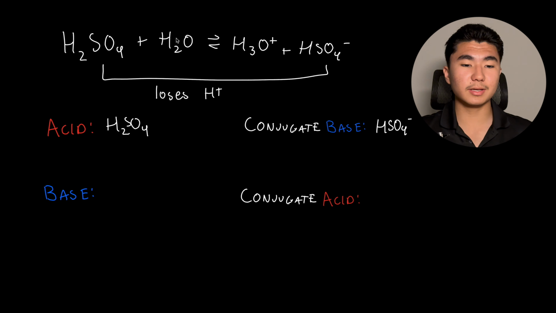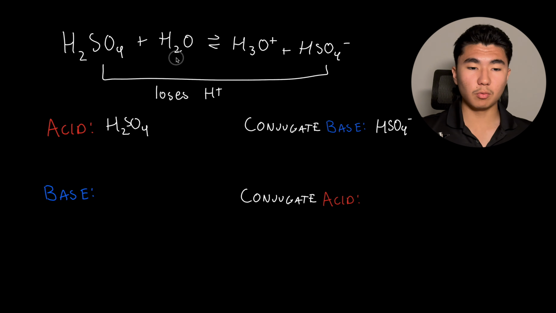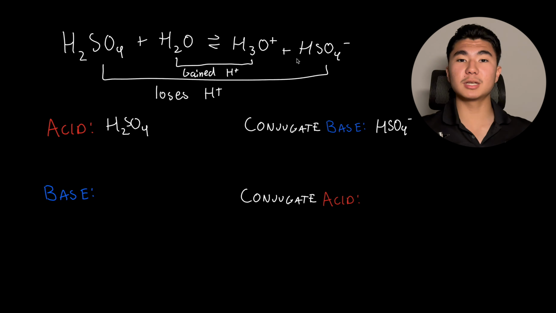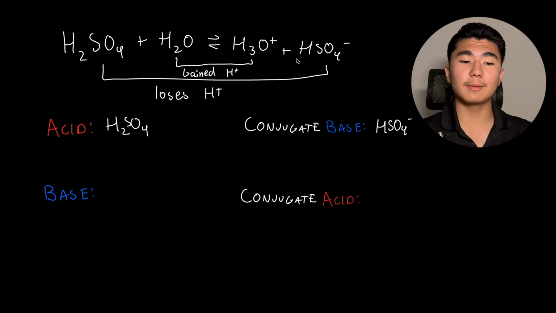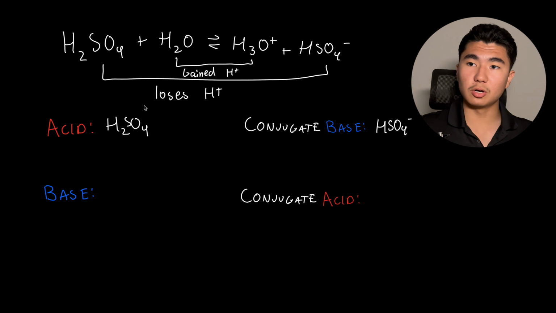Now that we know that, let's look at water and hydronium. If we look at the hydrogens, there's more hydrogen on the hydronium. So we obviously gained a hydrogen, gained a proton. And because we gained a proton, we accepted it, and that means we are a base. So water is our Bronsted Lowry base, and obviously if water is our Bronsted Lowry base, then hydronium is our conjugate acid.